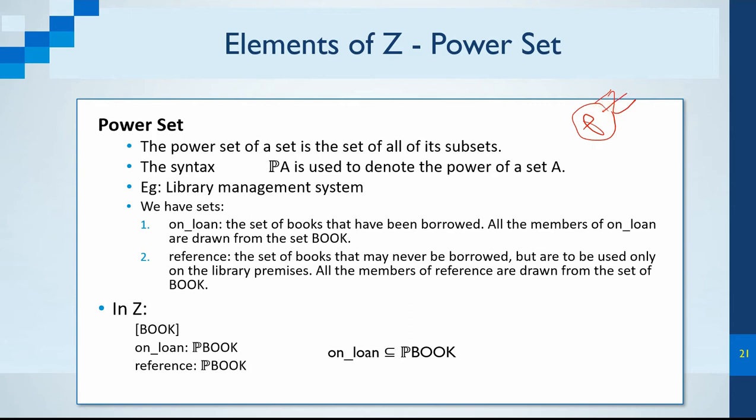Here is another example. We have book as the big set, the set Book. Say we have some unknown books and some reference books, and both of them are subsets of Book. How do we declare it? We use the name, then P, then Book. So we can say unknown is a subset of Book, and reference is also a member of P Book. Both of them are sets, not items.